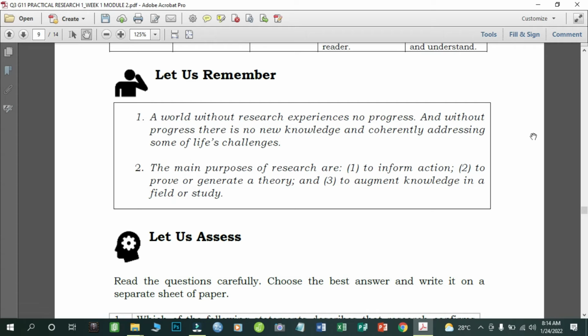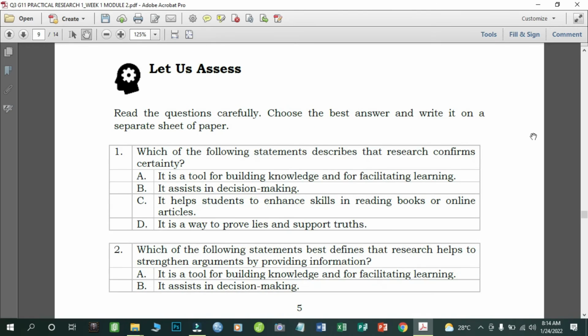So let's have now our assessment. Let us see if we learned something in our discussion. Let's have these questions. Read the questions carefully, choose the best answer, and write it on a sheet of paper.